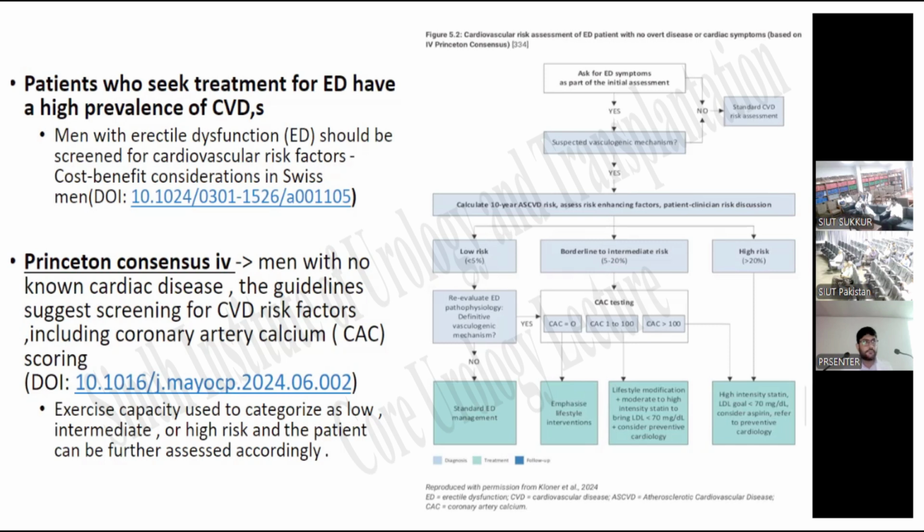Okay, and also, if the patient has ED and multiple metabolic syndrome features like obesity, insulin resistance, hypertension, and dyslipidemia, these are the indications of CAC scoring in erectile dysfunction patients. Okay, thank you very much.